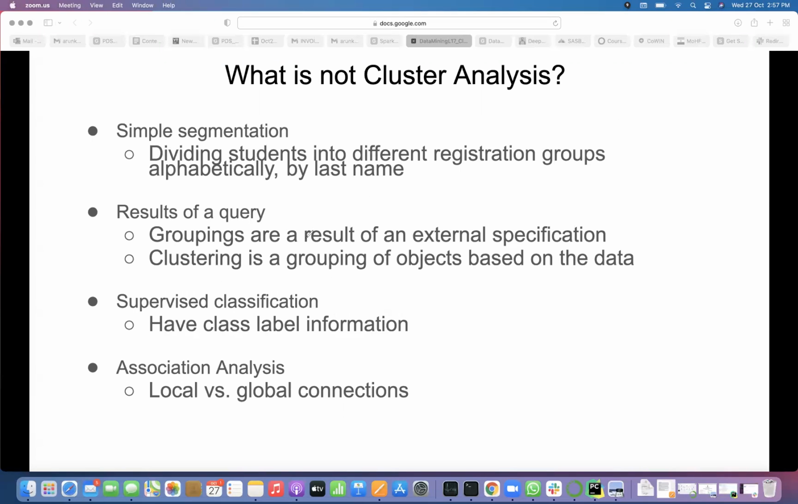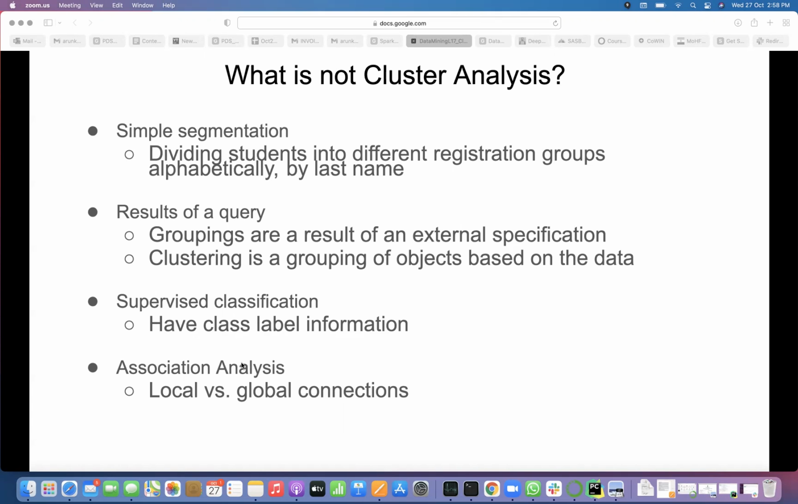So here, in the context of clusters, association analysis: local versus global connections. In association analysis, we will take only a subgroup of the attributes, right? In cluster analysis, we should never take a subgroup of the attributes. The clustering should be based on all attributes.